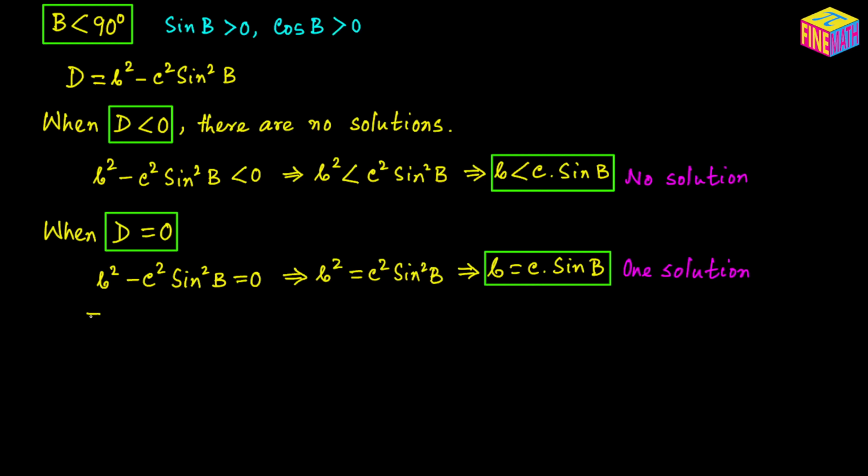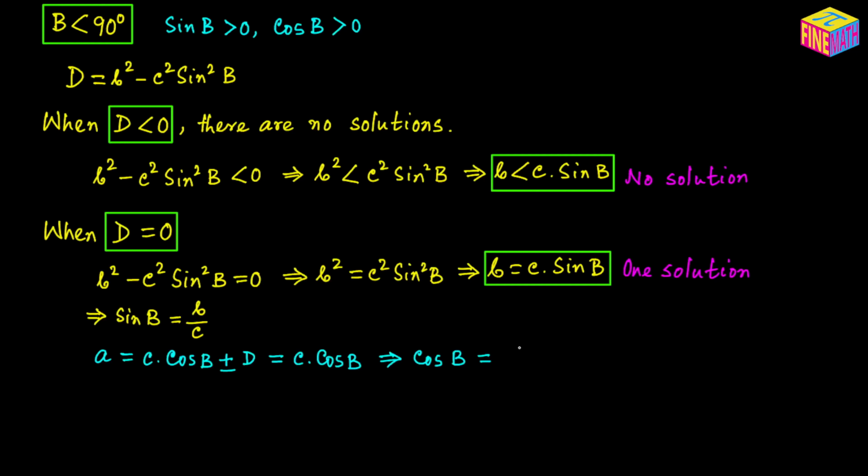Now, from here, can we also say that sine of b is equal to b over c? Very good. And what would be the value of a? Well, the value of a will be c times cosine of b plus or minus the discriminant, and in this case the discriminant is 0. So I'm going to take this as c times cosine of b, and from here can we then say that cosine of b is equal to a over c.